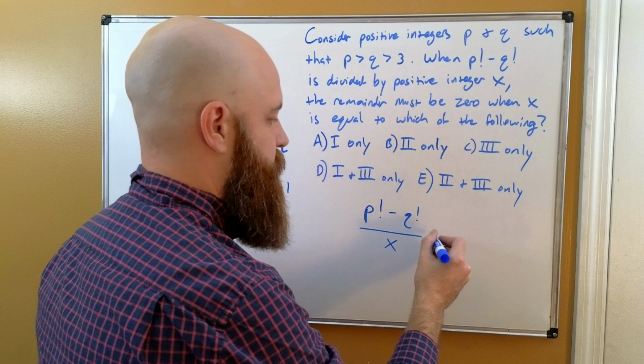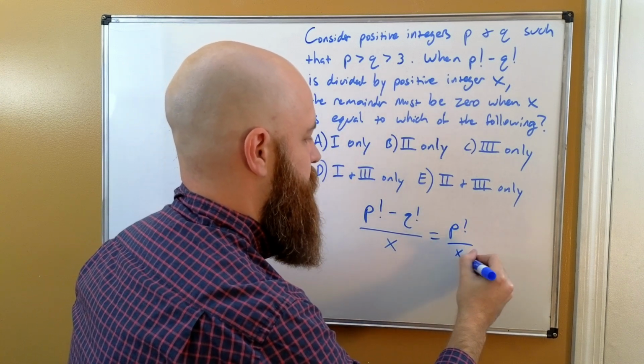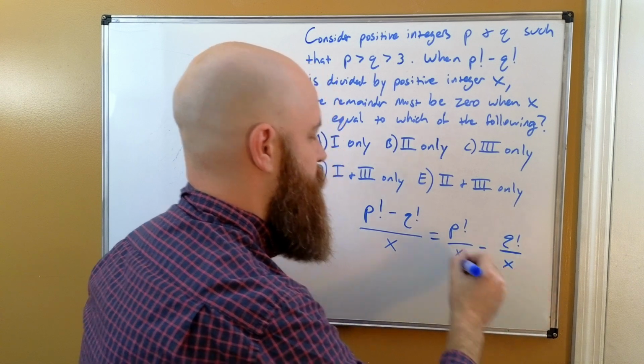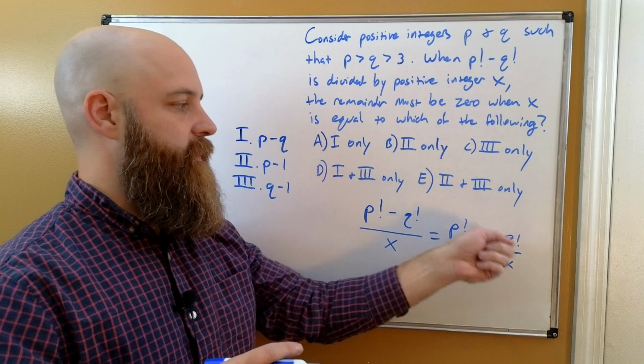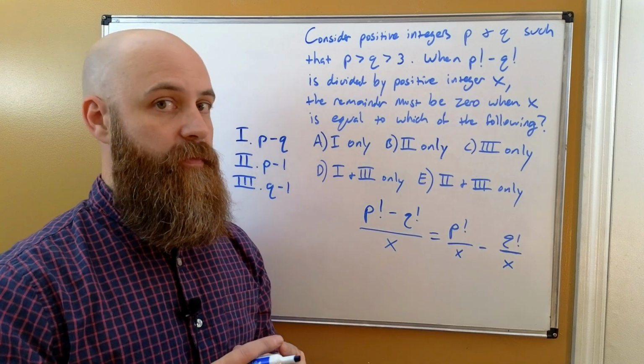Okay, so let's see if we can break this expression down, make it a little simpler. Suppose I could rewrite it this way. And now I don't need to worry about this whole expression, p factorial minus q factorial. I can just consider p factorial and q factorial separately and see, is x a factor of both of those?